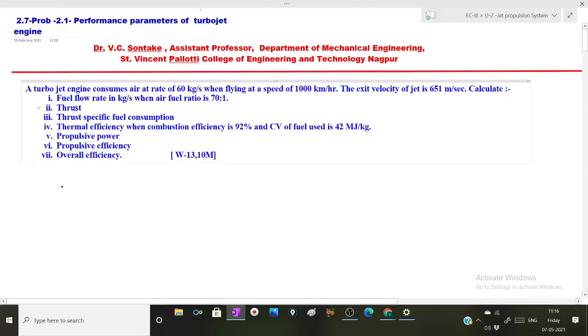Number 2, thrust. Number 3, thrust specific fuel consumption. 4, thermal efficiency when combustion efficiency is 92% and calorific value of fuel used is 42 megajoule per kg. Fifth, propulsive power. Sixth, propulsive efficiency. And last one is overall efficiency. So let us solve this numerical.